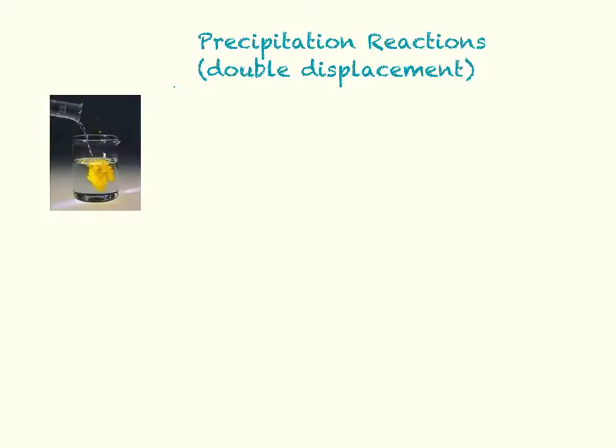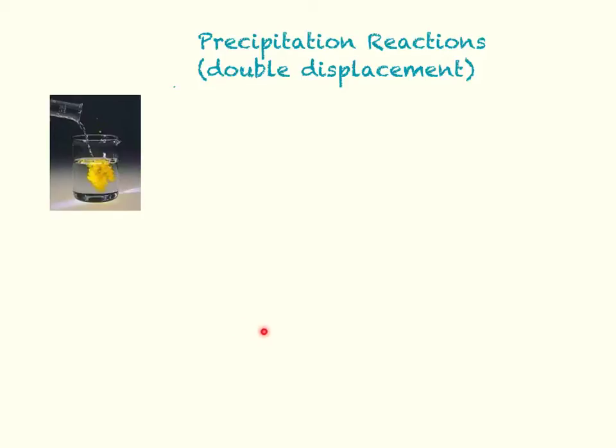In a double displacement reaction, what happens is we have two ionic compounds and we make two brand new ionic compounds. The A displaces with the C, so the two metals swap over and make brand new compounds. So the A will then pair up with the D, and the C moves over and pairs up with the B. So you end up with two brand new ionic compounds. Here's an example. So here we've got silver nitrate and sodium chloride.